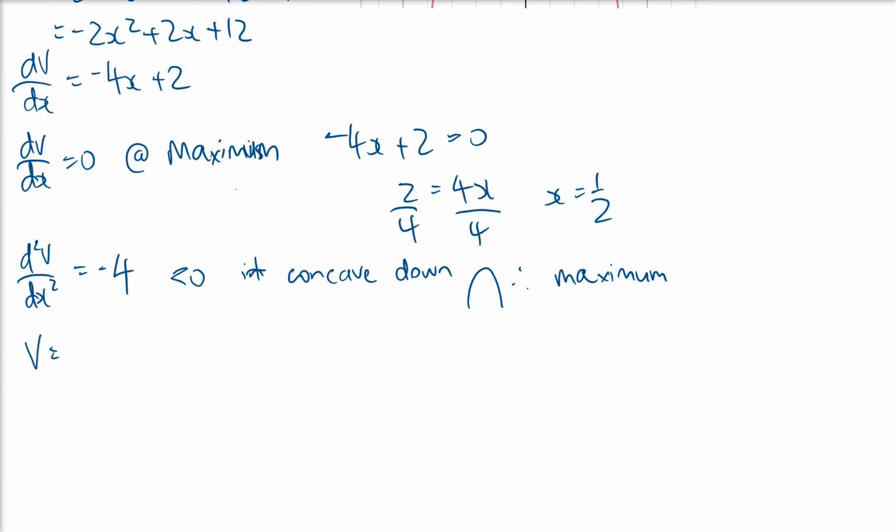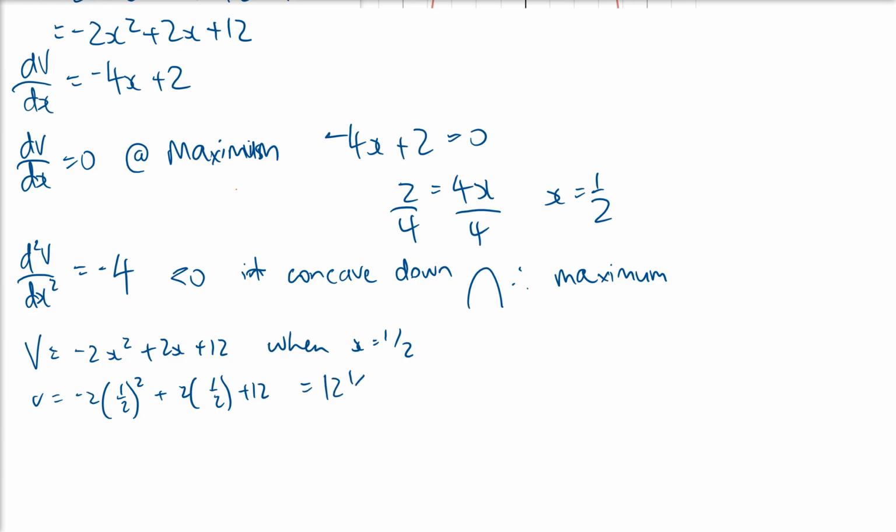So the maximum vertical distance is just negative 2x squared plus 2x plus 12 when x equals a half. So you just chuck it into your calculator. Negative 2 lots of a half squared plus 2 lots of a half plus 12. That's a quarter times 2, that's a negative a half. That's just going to be 12 and a half. So that is the maximum vertical distance.